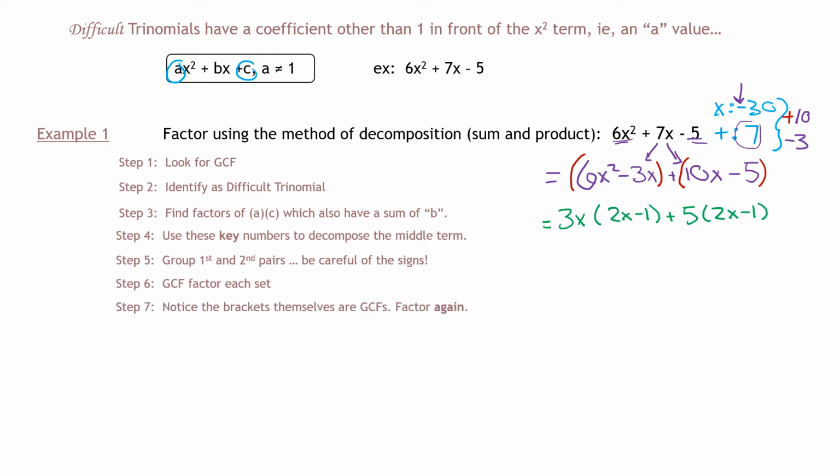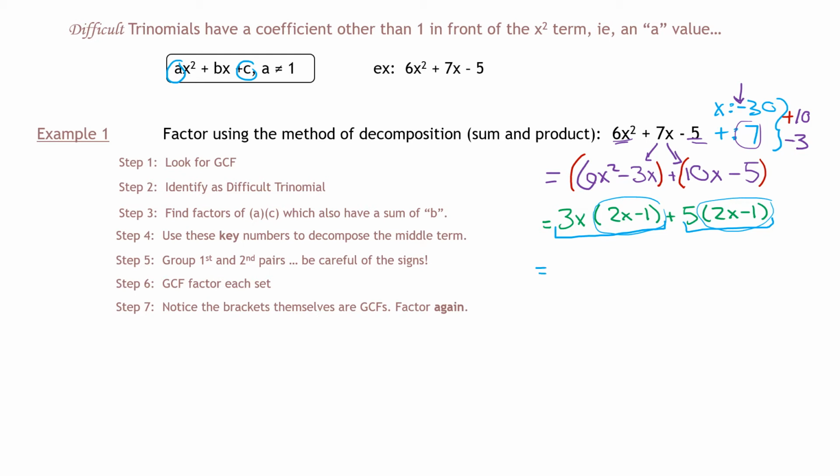So let's look at step 7. Notice the brackets themselves are greatest common factors. So what that means is when I look at this, this is one big term because we're multiplying all this stuff together. This is another big term because we're multiplying the 5 with the 2x minus 1. So those terms each have a greatest common factor of a 2x minus 1. Now these brackets have to match. If they didn't match, then we made a mistake.